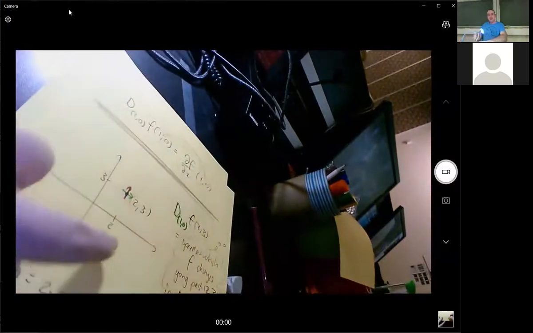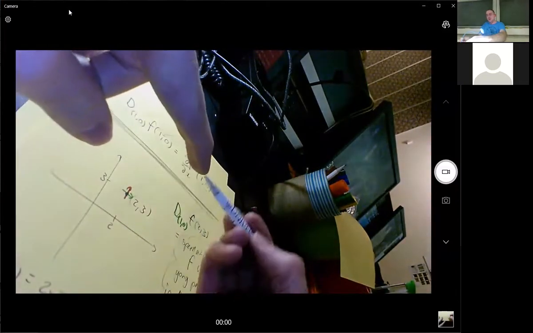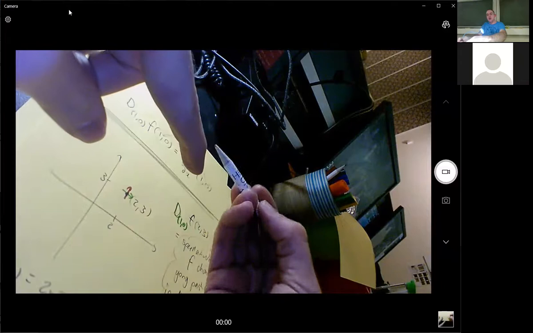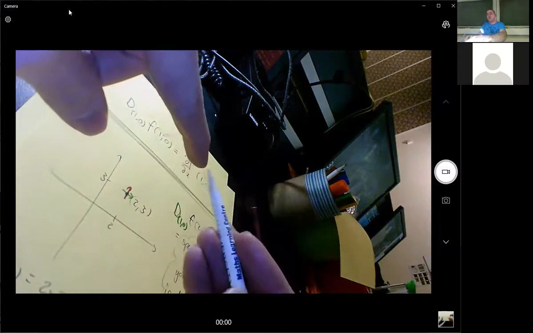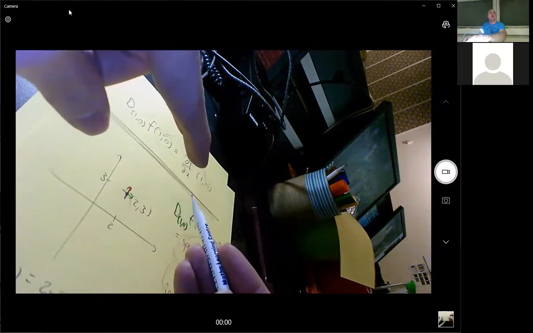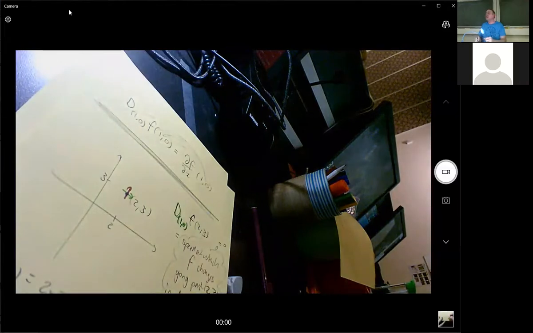There's my 12. If I go in the direction of the y, it'll go up at the speed of 5. If I go in the direction of the x, it'll go down at a speed of 1. That's what that's doing there.